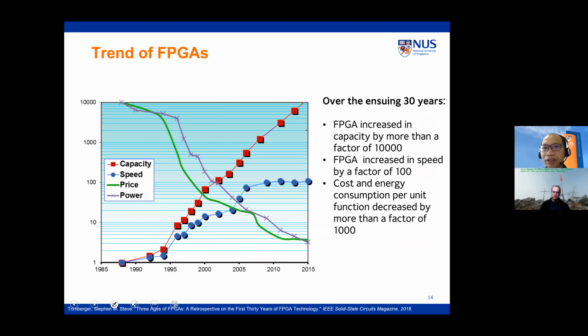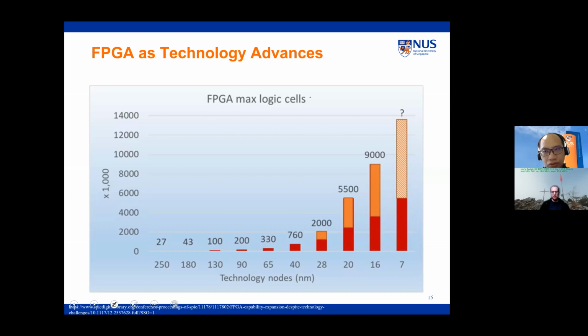Similarly, we can see the trend of FPGA in the past decades. You can see the capacity, in terms of the number of logic cells in FPGA, also grows almost exponentially in the past decades. And this gives you another view of FPGA on how we increase the logic cells as the technology advances.